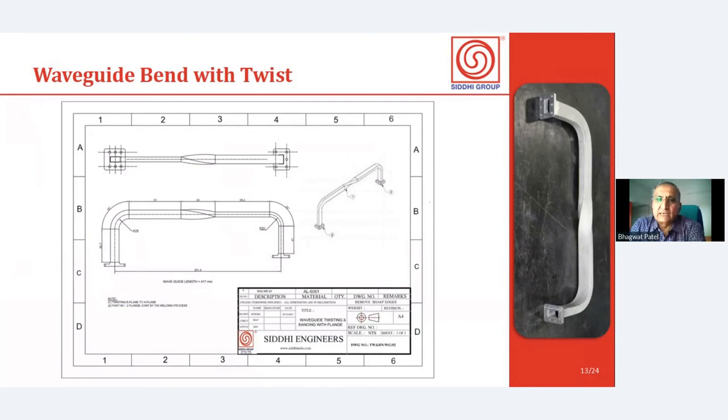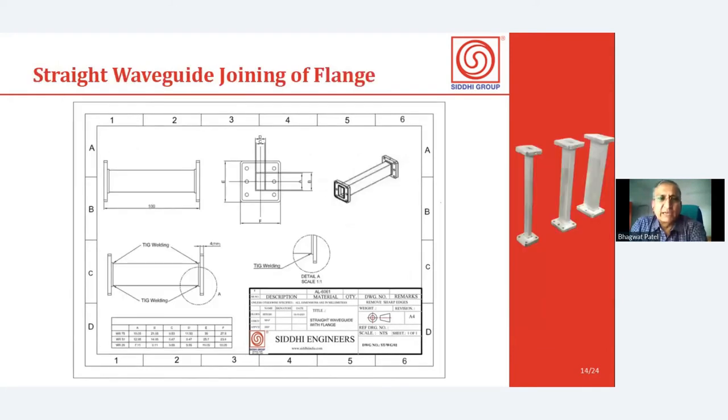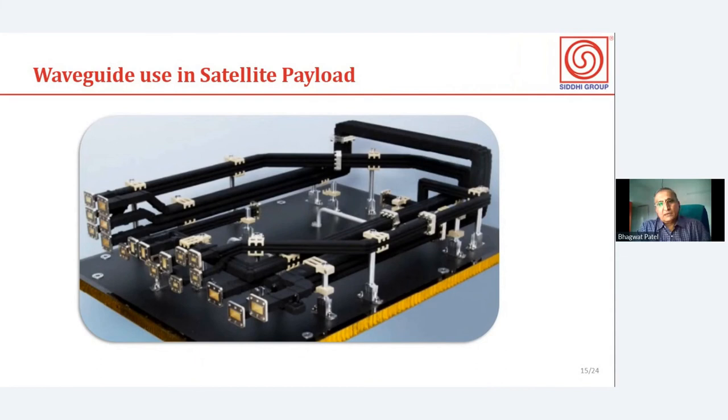Coming to the next, I try to explain here how we develop bending and twisting. This is a representative drawing to show that we have a capability of making this type of waveguides. The next is a straight waveguide, where straight waveguide tubes are taken and then flanges are welded on two sides. This is a typical photo displaying the waveguide used in payloads. In the satellite, in the panel itself, waveguides are mounted as per the design requirement, and according to that, the bending and other aspects are taken care of.